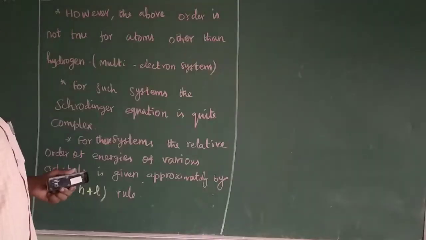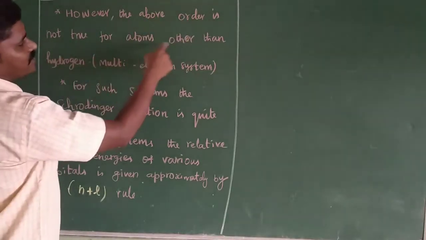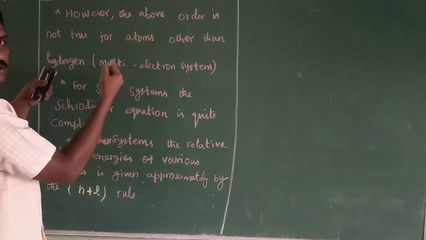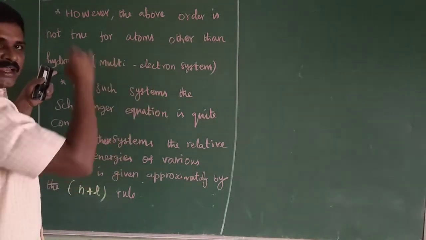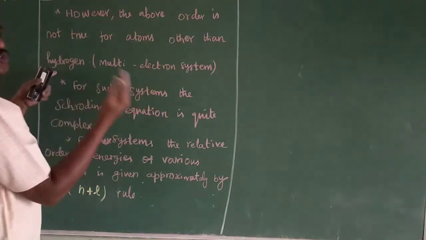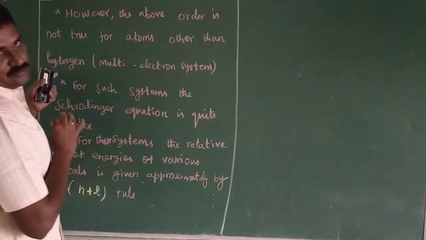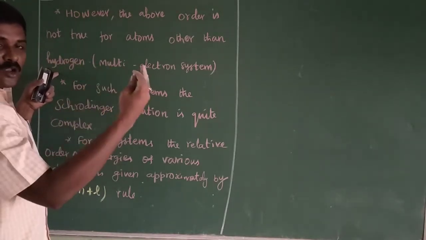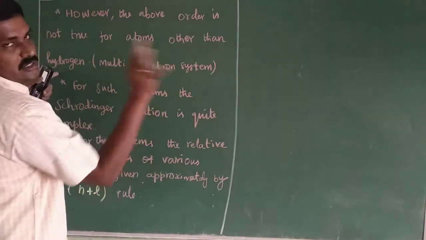However, the above order, 1s less than 2s equal to 2p, less than 3s equal to 3p equal to 3d, is not true for atoms other than hydrogen, that is, multi-electron systems. Up to hydrogen the system obeys this order, but for multi-electron systems after hydrogen, the energy order we wrote earlier is not true.